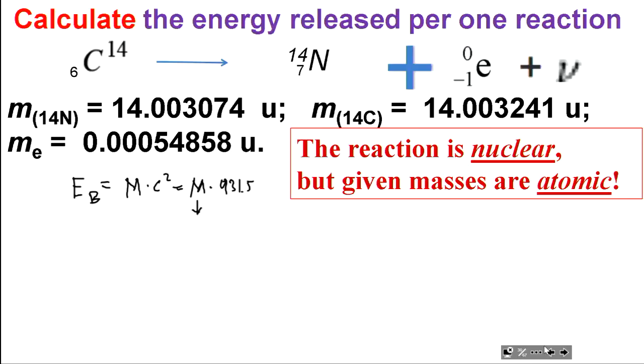This is the question. What kind of a mass is that? The reaction is nuclear. It has to be a nuclear mass, the mass of a nucleus of this isotope of carbon. How do we find it? Well, we know the atomic mass, 14.003074. And what do we have to do to get from atomic mass to a nuclear mass?